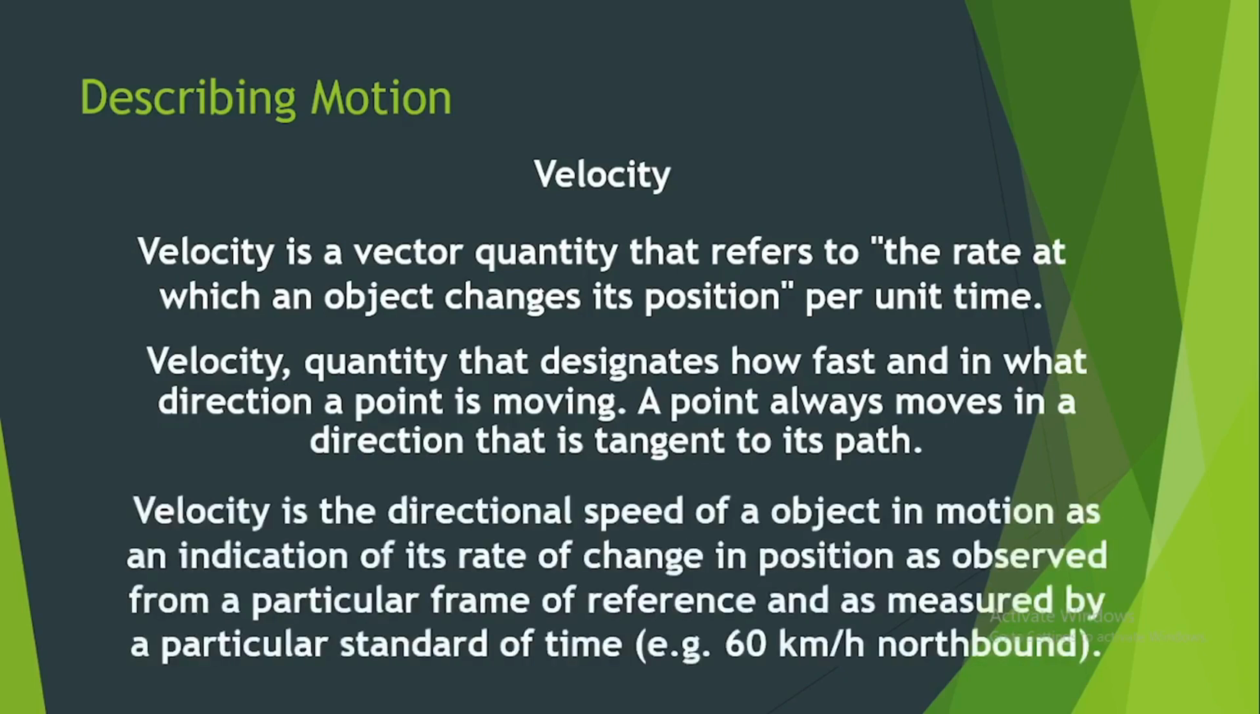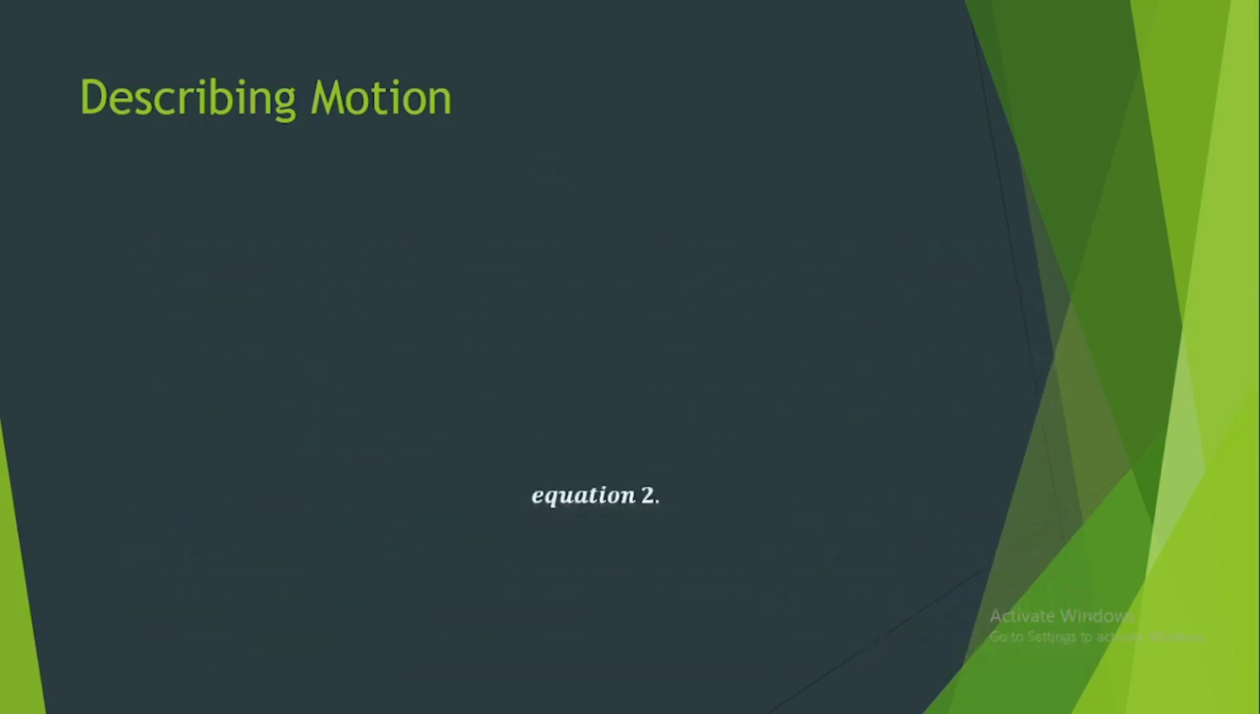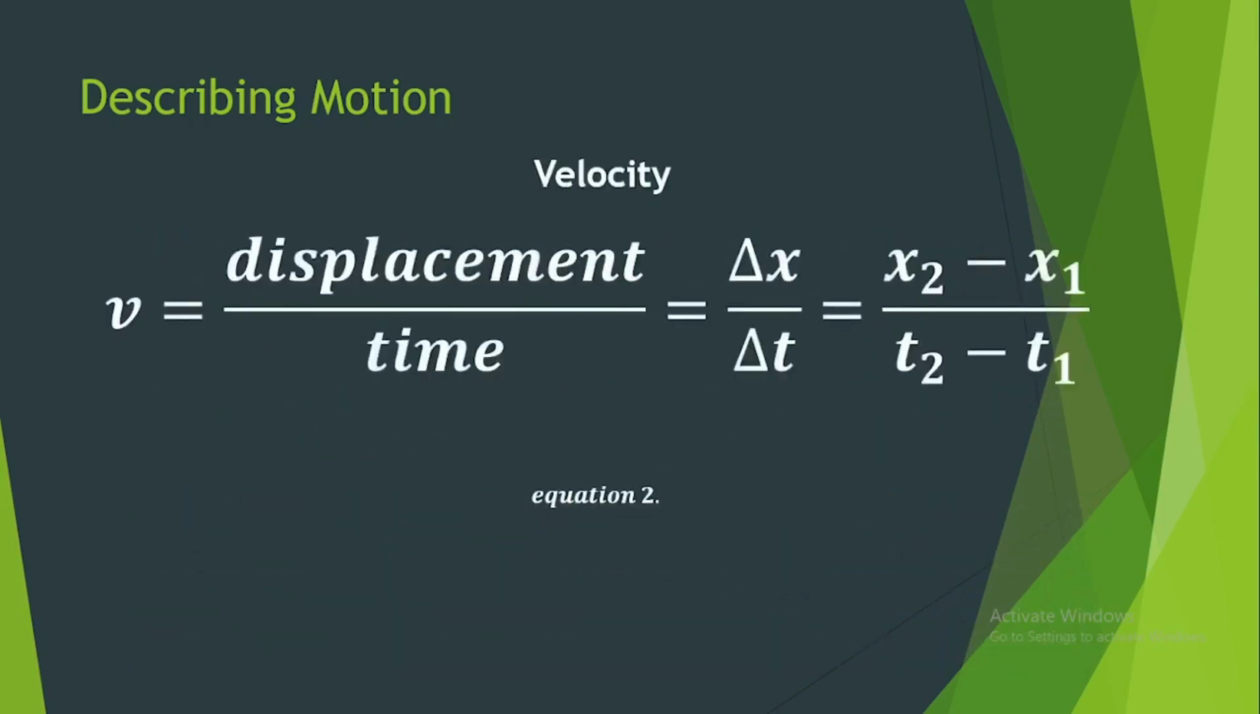Velocity is the directional speed of an object in motion as an indication of its rate of change in position as observed from a particular frame of reference and as measured by a particular standard of time, e.g. 60 km per hour northbound. The symbol used in place of velocity is lowercase v. Velocity is equal to displacement over time.